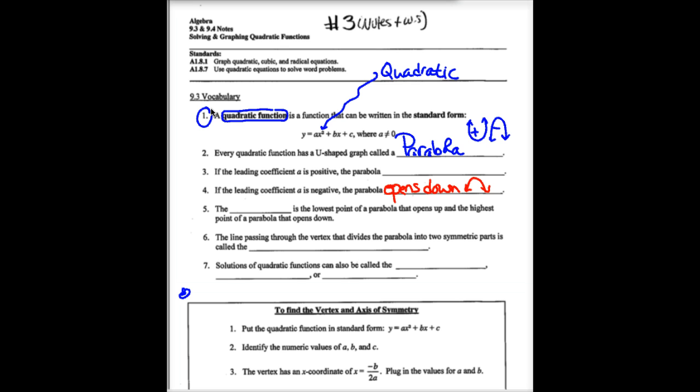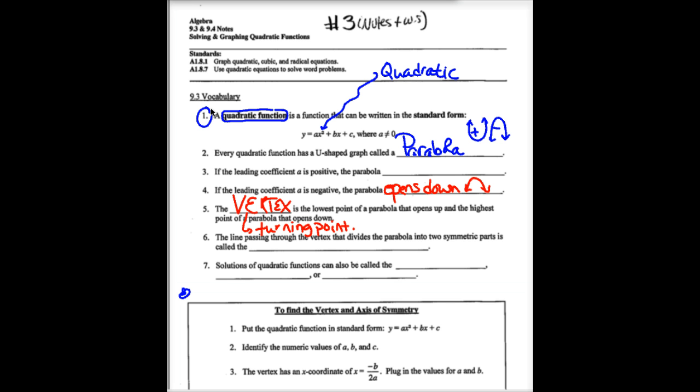So then we have what's called the vertex. And the vertex is really important on your parabola because it's what we call the turning point. And I'm going to go have you write that on here. It's the highest point. So go ahead and write that.